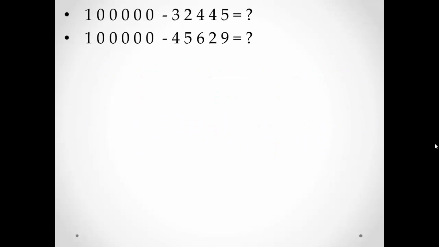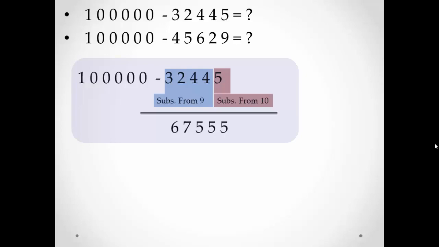Let's suppose we want to subtract the number 32445 from a power of 10. Rule: all from 9, last from 10. The last digit, 5, we subtract from 10. So 10 minus 5 is 5, and the rest of the digits we subtract from 9. So 9 minus 4 is 5, 9 minus 4 is 5, 9 minus 2 is 7, and 9 minus 3 is 6. So 67555 is the answer.